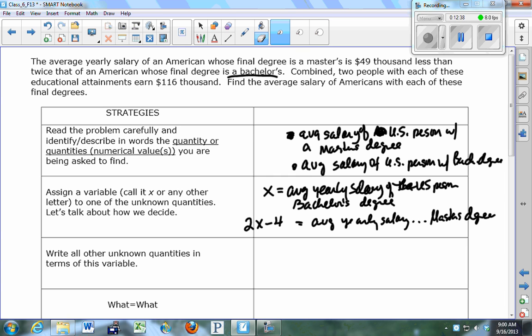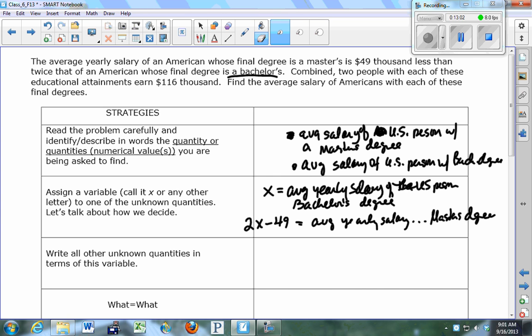Now the question is, notice it doesn't say 49,000, because your units are thousands. So you just write 49 because that represents 1,000. Now the reason I'm doing it this way is so that I can use the language of the first sentence to create my second expression.